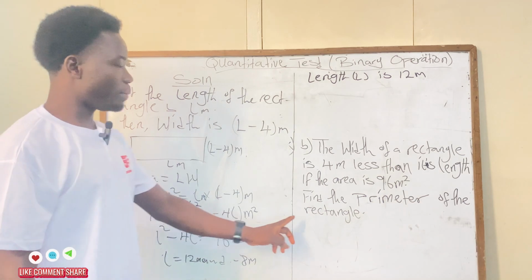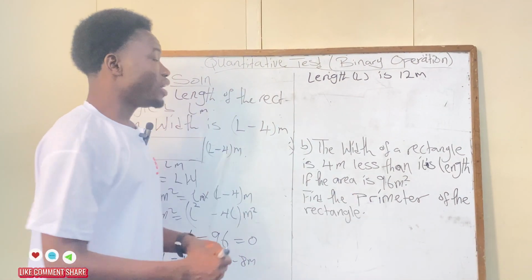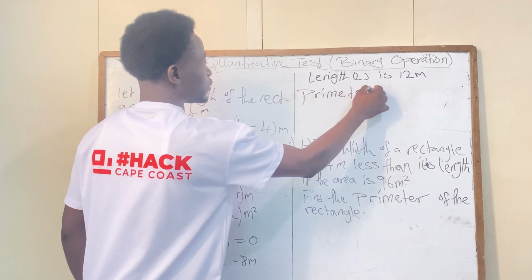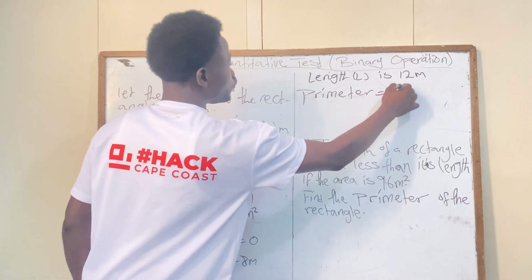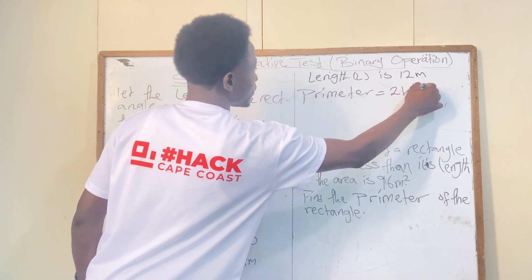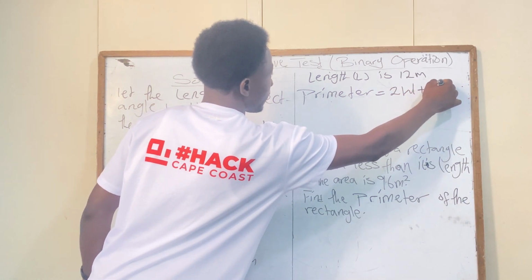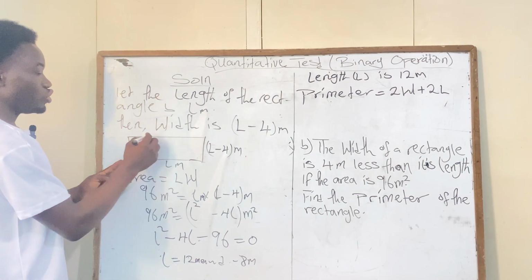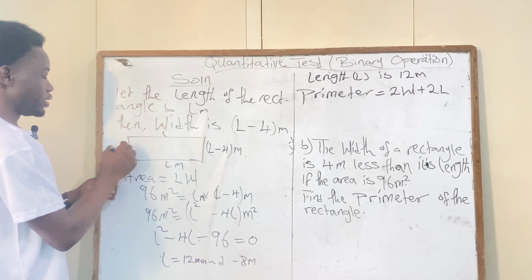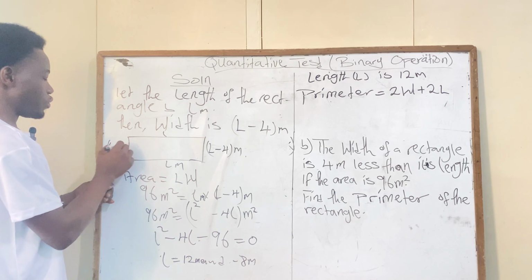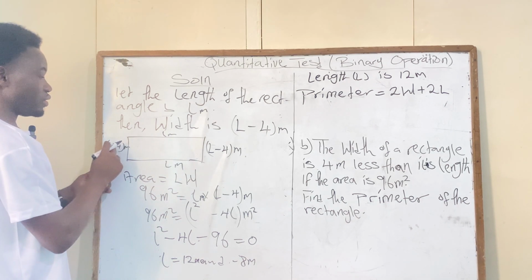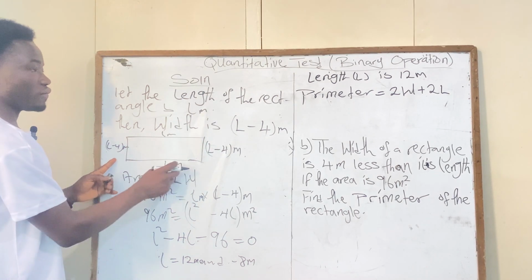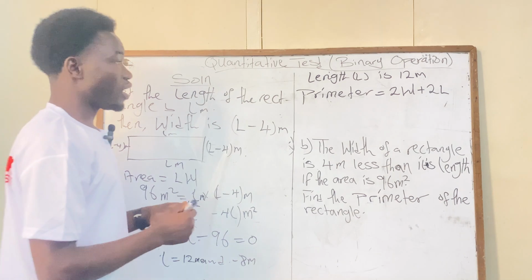So now the final part of the question says we find the perimeter, and the perimeter of a rectangle is equal to 2 width plus 2 length. That is, you add all the distance around this rectangle. So here's L, and here's also L minus 4 meters. So this plus this plus this plus this. So 2 of this and then 2 of that. And that is how we can have the answer.